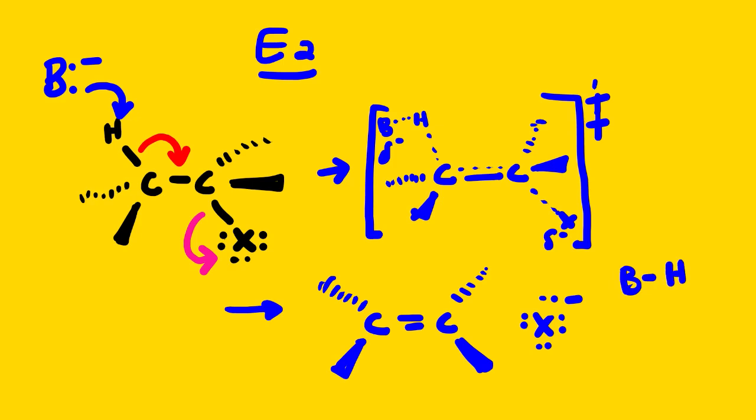So you can see the difference. Everything is happening in one transition. That is why we say it's bimolecular. The leaving group leaves, and the base, which has to be a strong base, deprotonates at the same time. So that is the general equation of E2.